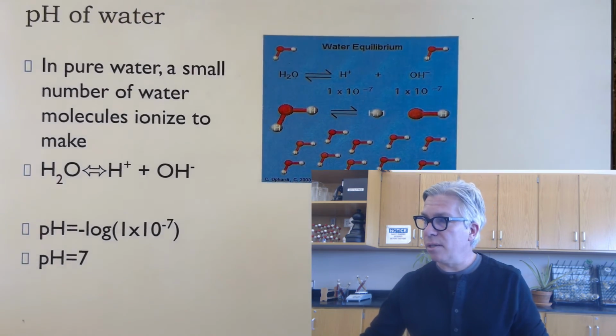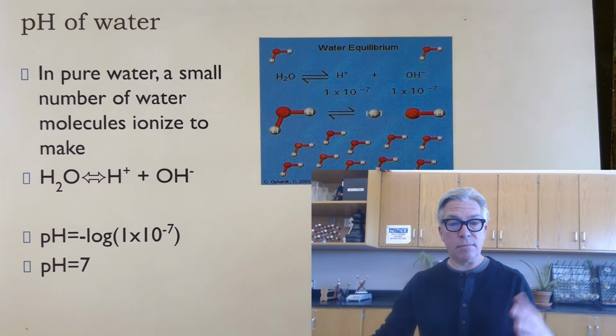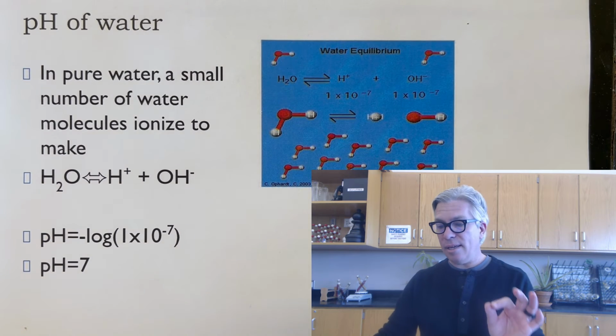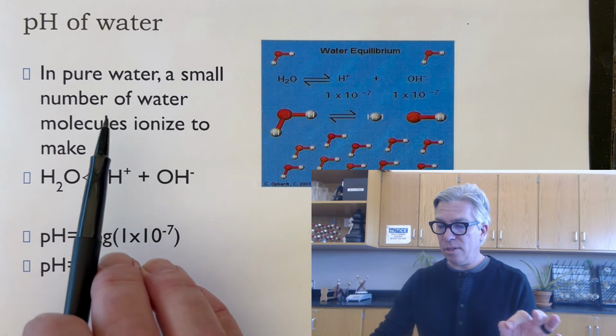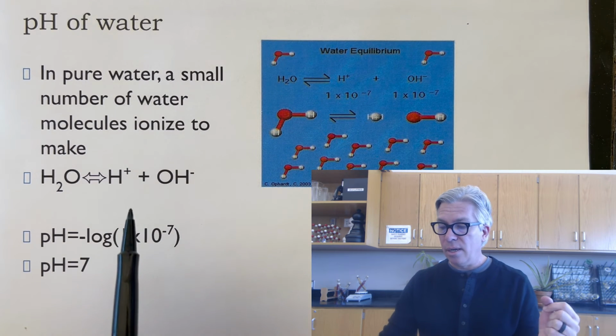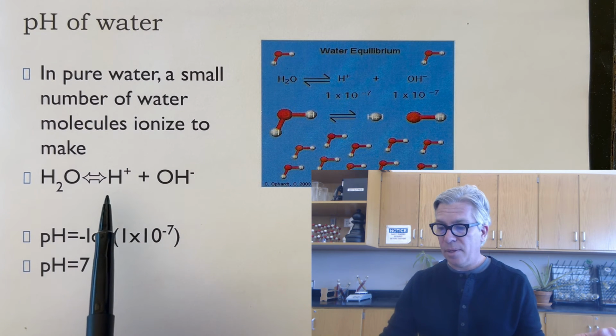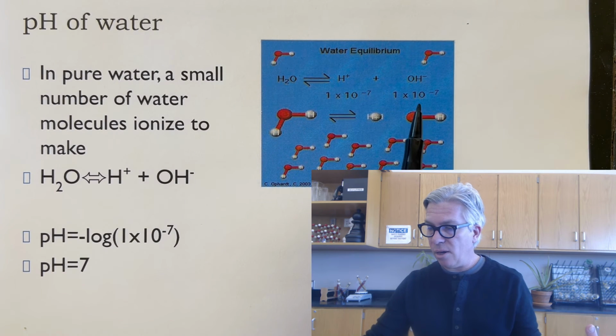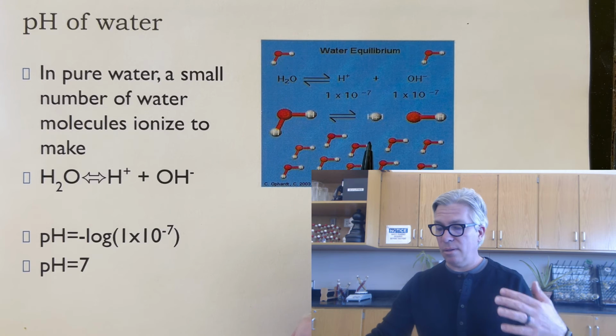The pH of water is 7. A lot of us know that from middle school or whenever. But it's a pH of 7 because at any given time in pure water even, a small number of water molecules ionize. They're colliding into each other, banging into each other, and trading hydrogens, protons. And so some you actually get protons and some you get OH minus ions. So you get this situation.